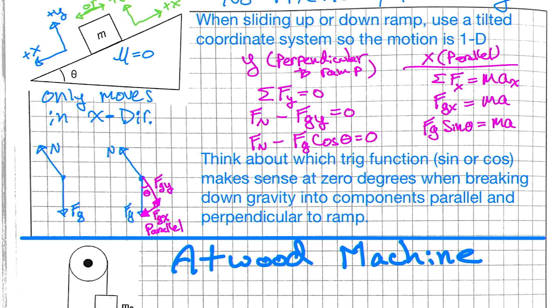Next, we're looking at an Atwood machine. Atwood machine is named after George Atwood. He lived from 1745 to 1807. He was an English mathematician, and he invented the Atwood machine for illustrating the effects of Newton's laws in a slower fashion than just dropping things under the force of gravity.